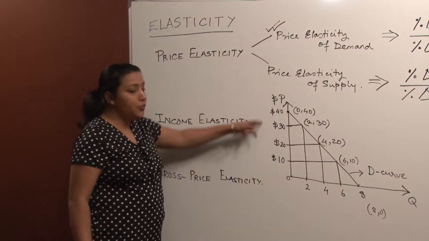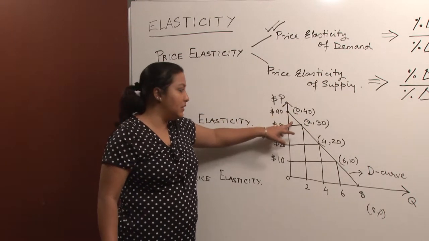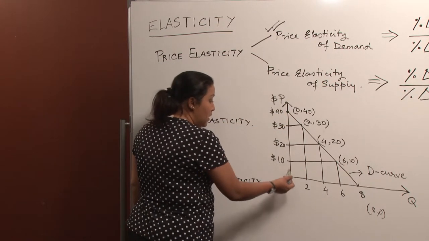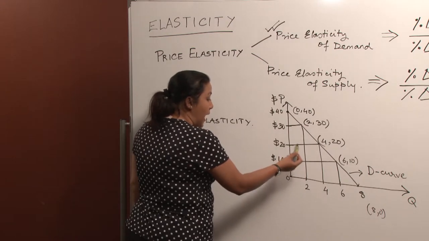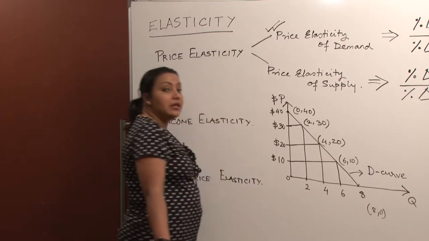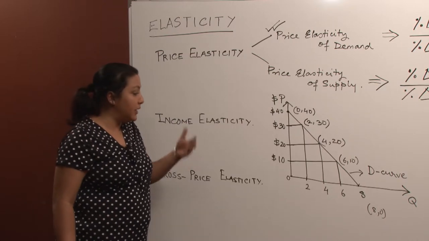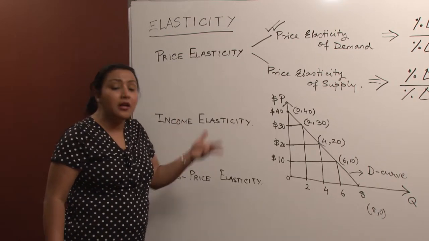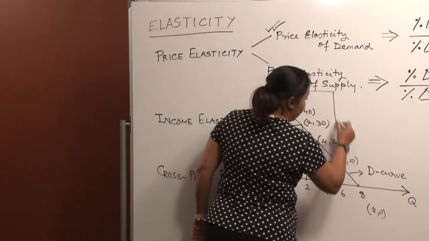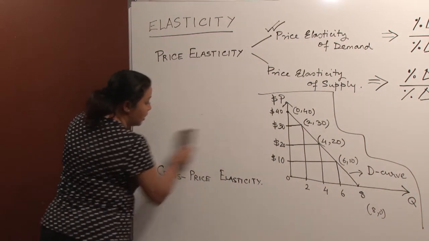Now, how do we find out on the demand curve the elasticity between two points? What I'm trying to say is if the price changes from $10 to $20 and as a result the quantity changes from 6 units to 4 units, then how do we find out the elasticity of demand that has taken place? What is the elasticity of demand due to that price change? So, let's try to take a look at that. What do we do to find that out? I will wipe these out for a minute.